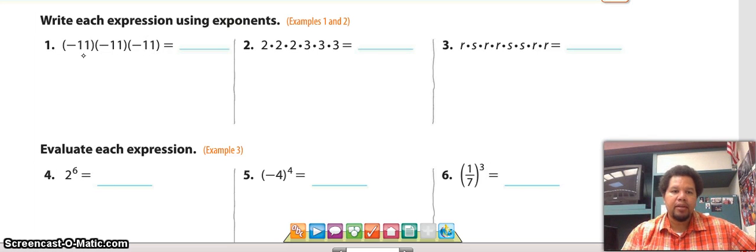So our base is negative 11. That's the thing that is being multiplied. So we're going to write our base as negative 11. And it's being multiplied times itself 3 times. So that's it. We have the exponent. That is our exponent right there. And that is our answer.